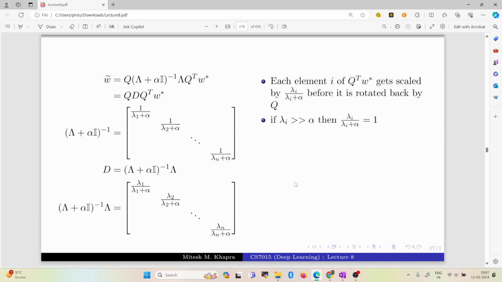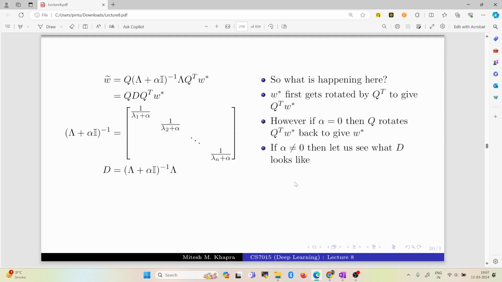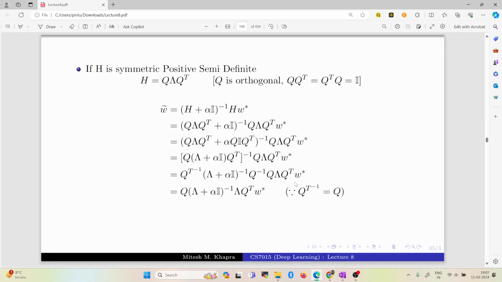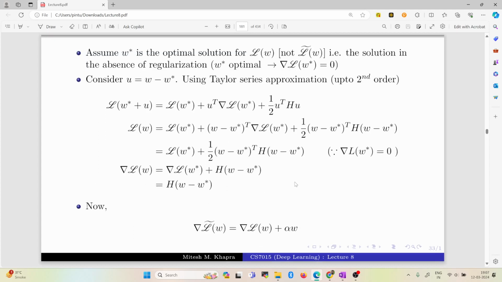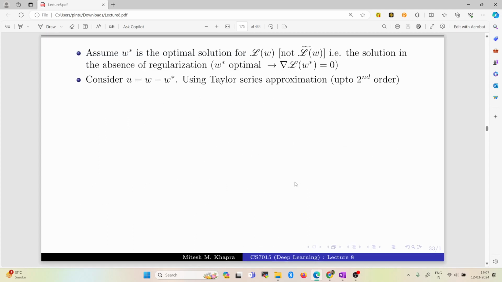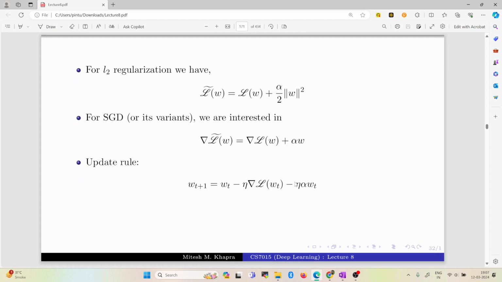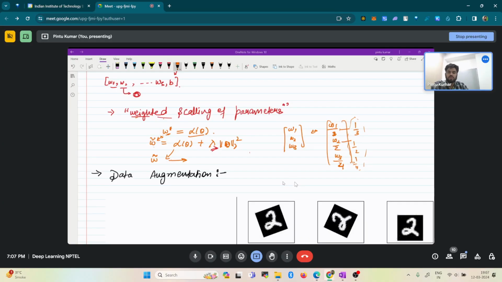Just give me a second. This alpha I think is same. I just want to confirm whether this alpha is same as that, or there is some difference. Okay, this is same.